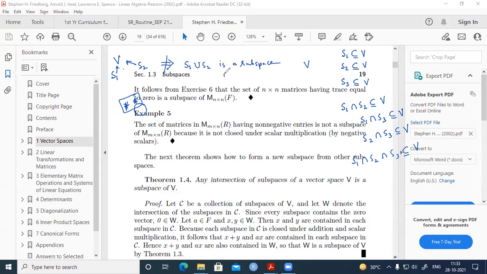So first of all, you need to prove this: you need to find a particular vector space, and you have to consider two subsets which are subspaces, but when we take their union, it is not a subspace. First of all, you have to find a counterexample, because S1 union S2 is not always a subspace, and then you come back to this particular problem.